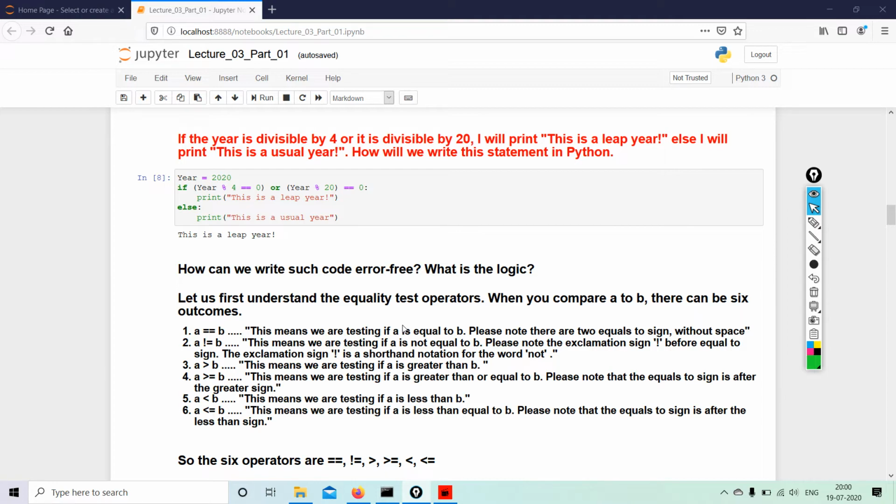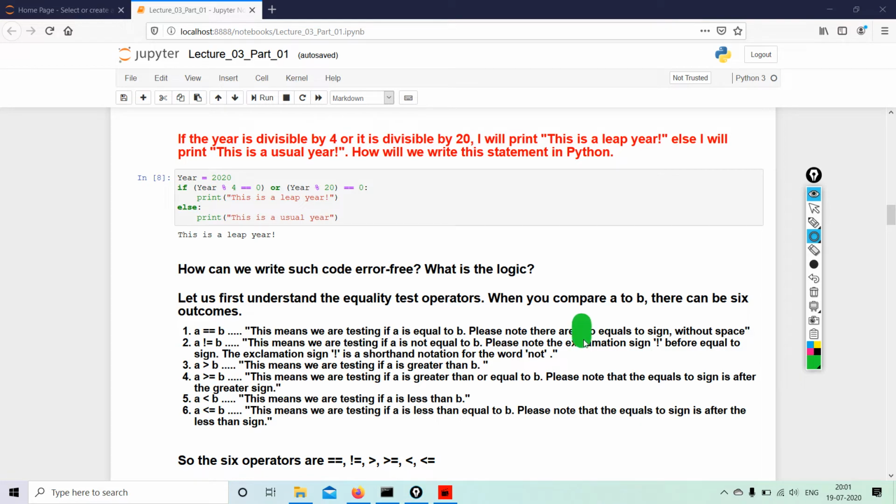So how can we write such code error free? What is the logic? Let us find and understand the equality test operators. When you compare A to B, there can be 6 outcomes. I told you in one of the previous lectures that there are 6 operators. A equals equals B means we are testing if A is equal to B. Please note there are 2 equals signs and not 1.